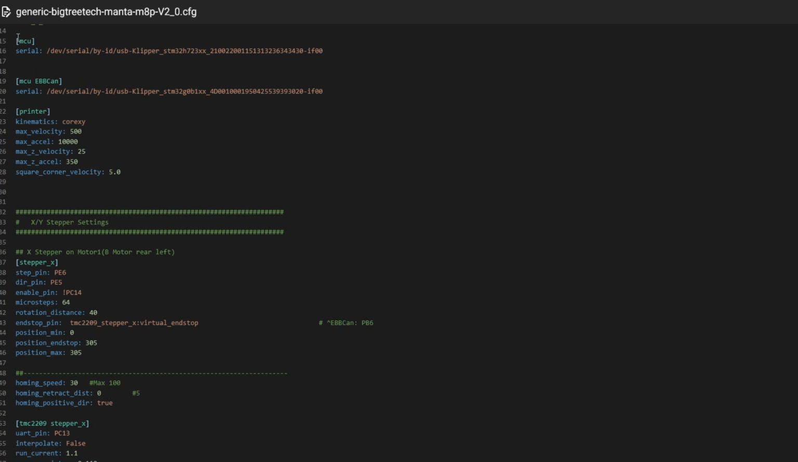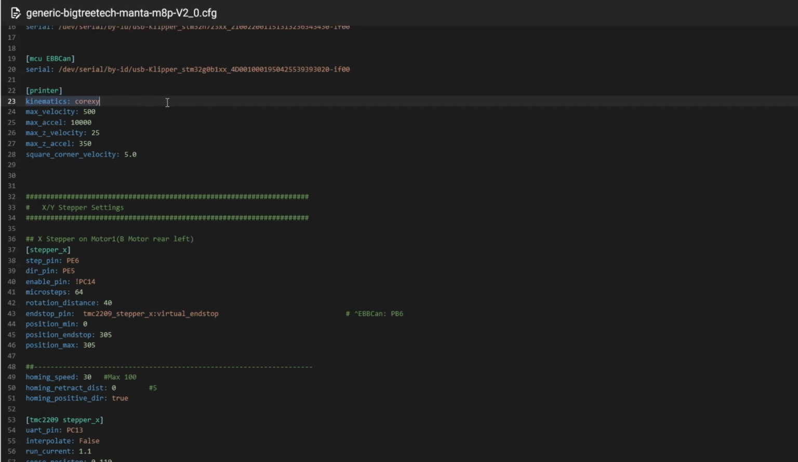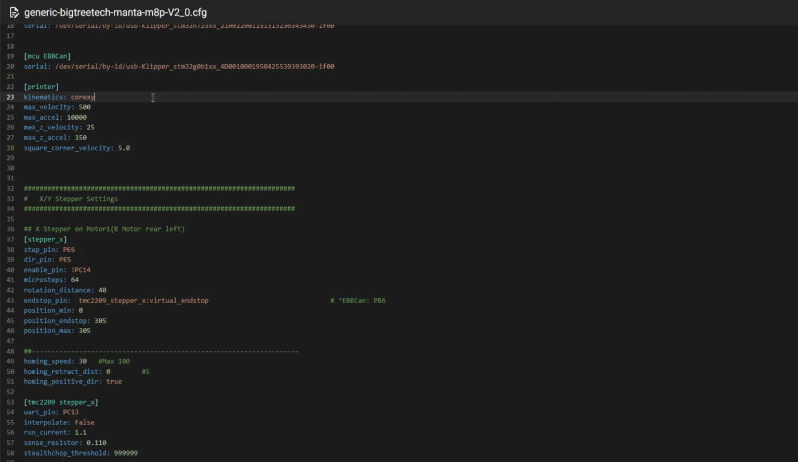Let's start with the printer segment on the Klipper. First of all, you have kinematics, which determines the way your printer moves. You have Core XY, you can have Core XZ and Cartesian. Those are the printers I have. I'll show you later in the video the difference between them. Basically it shows the way your printer moves.